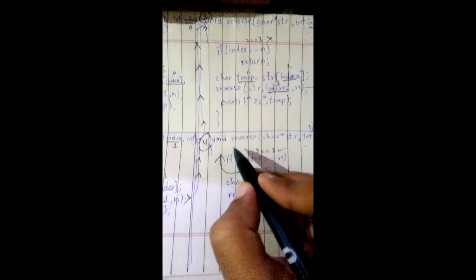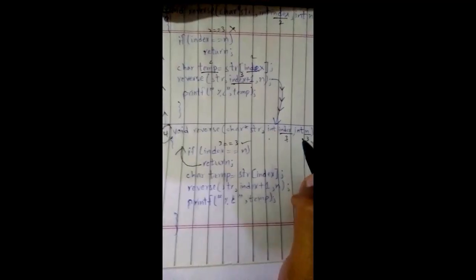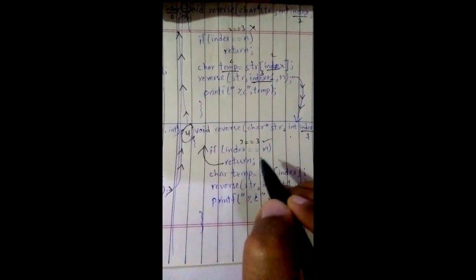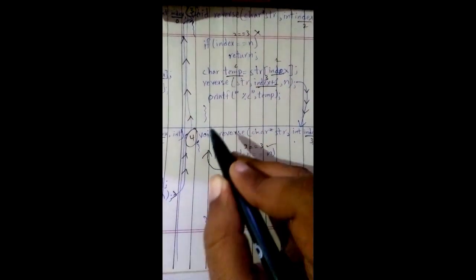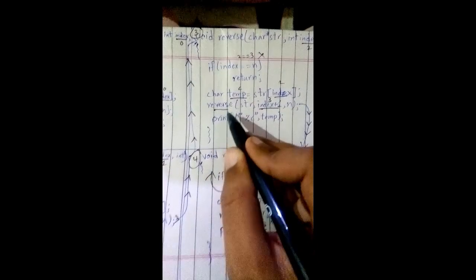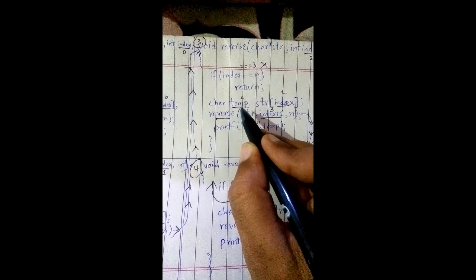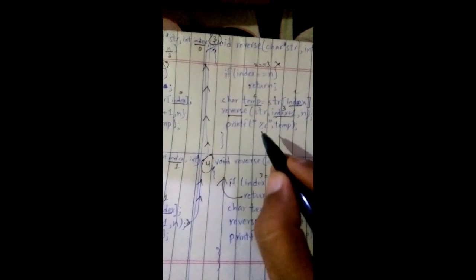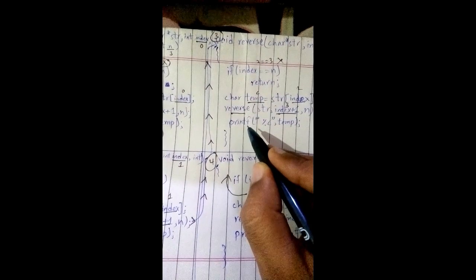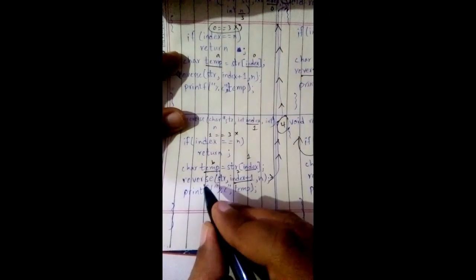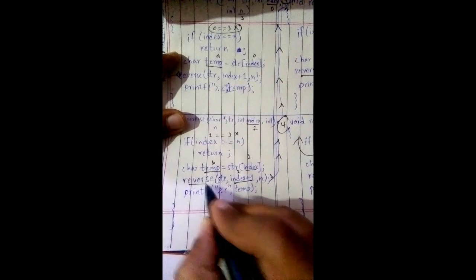Now in the fourth call, index is 3 and length of array is still 3. 3 double equal to 3, it means it's true. It will return back. It will return here. This call is complete. Now it will print. What was in temp? It was C. So first C will be printed. This function call gets completed. Then we return back. Here this is completed.